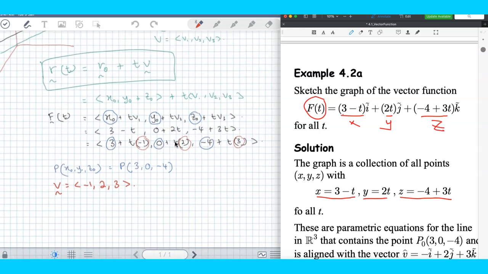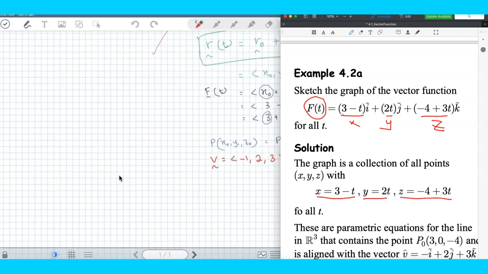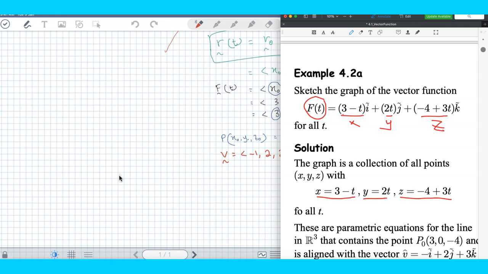Okay, so in order for us to sketch the line, we know that the line must be passing through the point 3, 0, minus 4, and the line must be parallel to the vector minus 1, 2, 3. So now we have to sketch. We have to plot the point and also label the vector minus 1, 2, 3. Okay, so now we want to label the vector and also plot the point P.